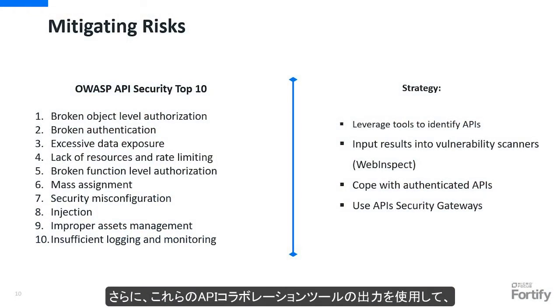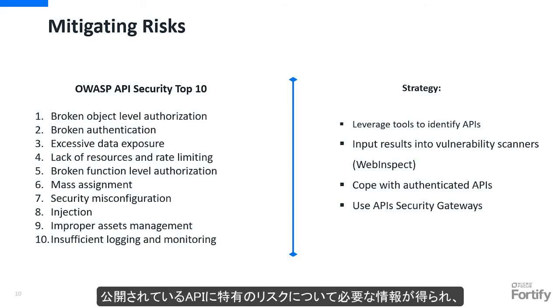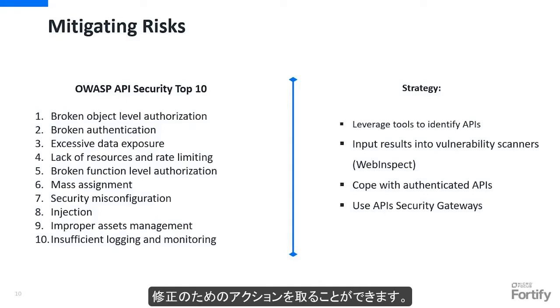And then, the other thing you can do with that information, with the output of these API collaboration tools, you can then provide that as input into vulnerability scanners like WebInspect. And that helps with the vulnerability analysis of APIs. And so scanning APIs with WebInspect will identify weaknesses and vulnerabilities, giving you the visibility you need into the risks specifically for those APIs that are exposed in your organization, and then you can take action to remediate them.